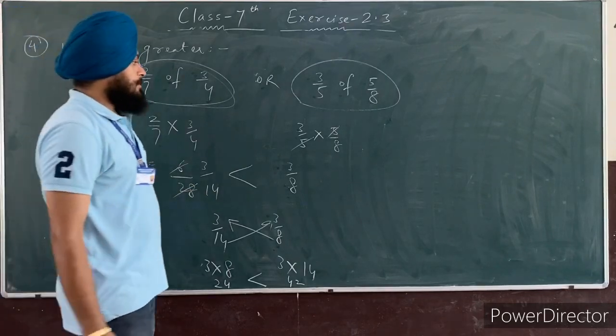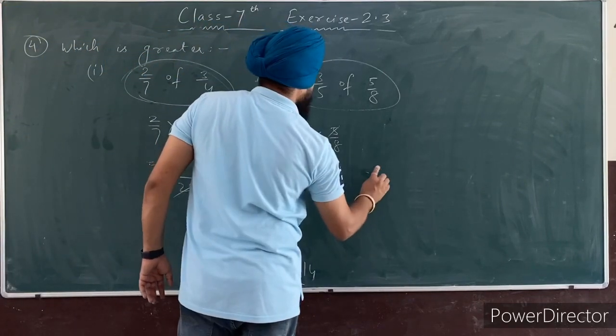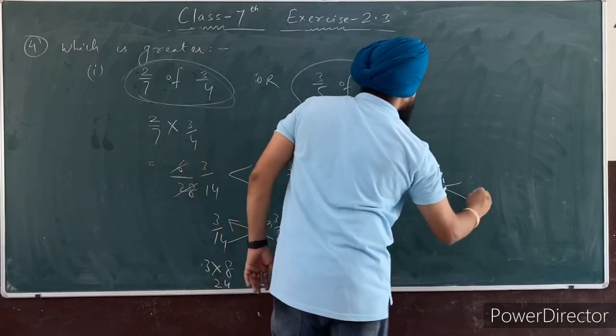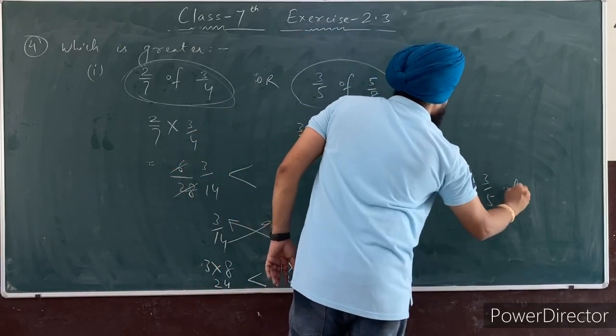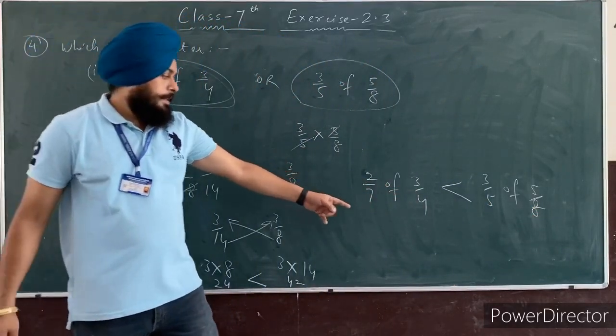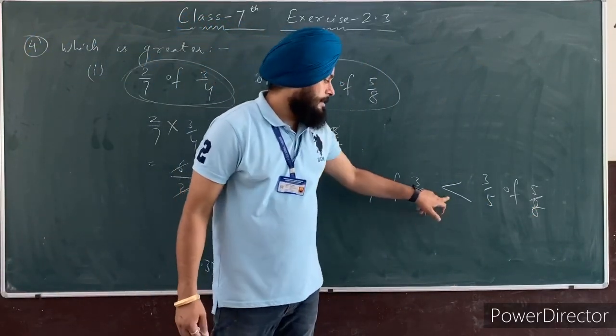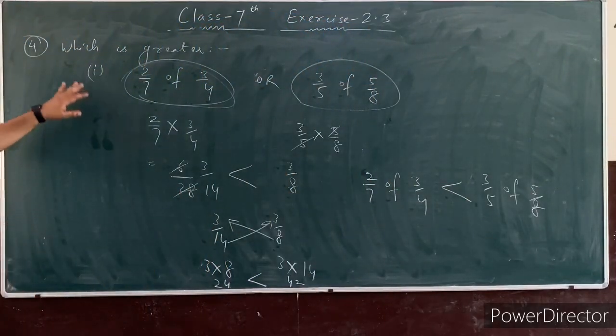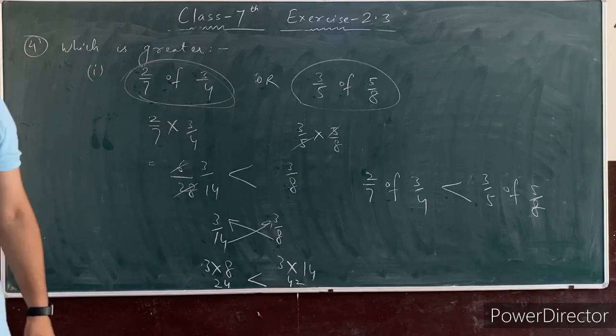Clear students? So at the end you write like this: 2 by 7 of 3 by 4 is less than 3 by 5 of 5 by 8. Write the same answer: 2 by 7 of 3 by 4 is less than 3 by 5 of 5 by 8. Clear students? Next, the second part of question 4 is the same. So it's your homework.